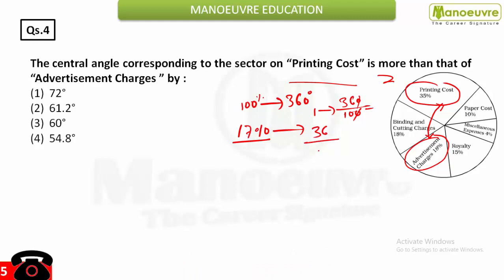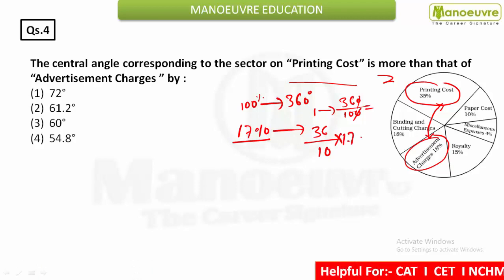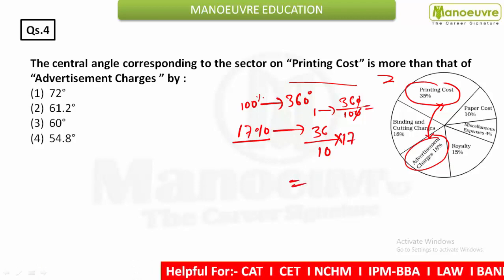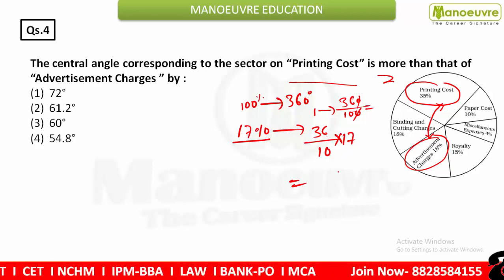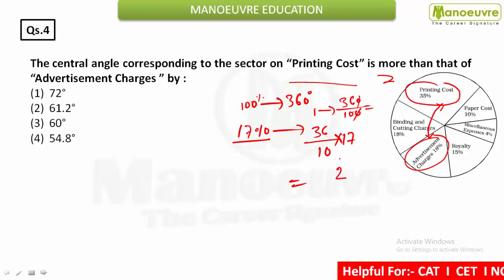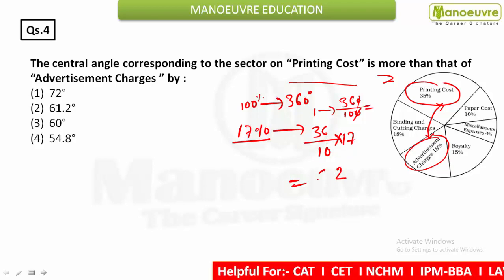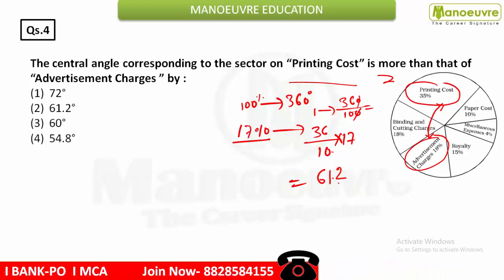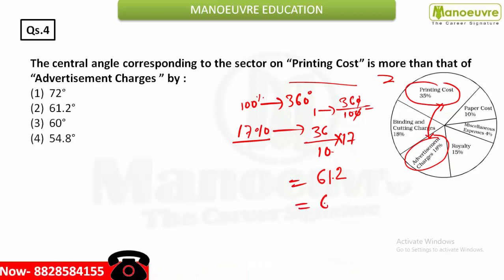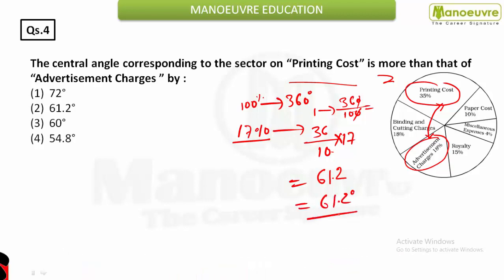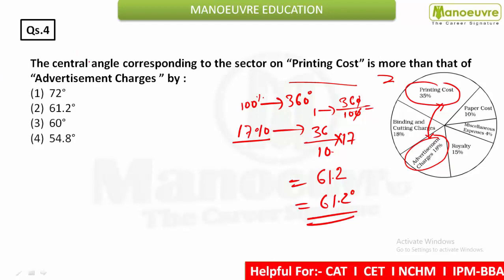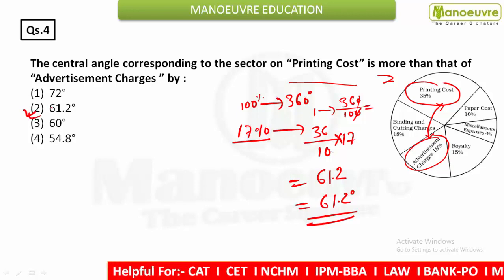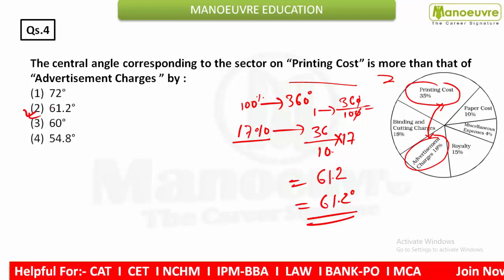So this will get cancelled, and this will make 36 by 10, and now you have to find the value of 17. So you have to multiply this by 17. So just multiply this 17 by this 36. So 17 times 6 is 102, and this is 2. 17 times 3 is 51 plus 10, that is 61. If I remove this 0, then one decimal will shift back. So this will be your 61.2 degree. So that will be your central angle here. Okay, so option second is your answer. Hope it is clear. Moving to the next one, guys.